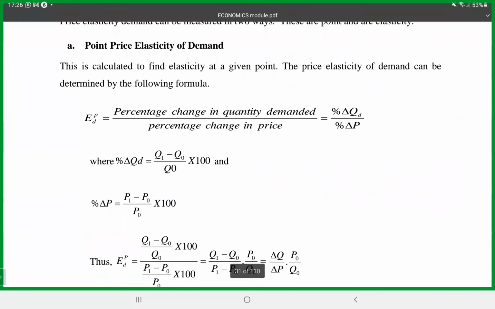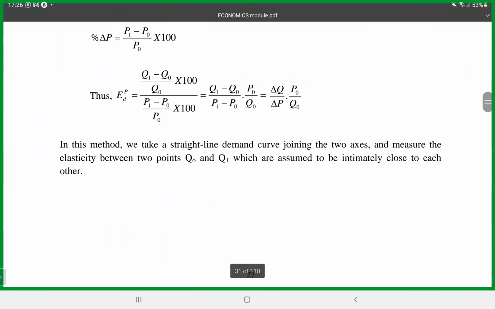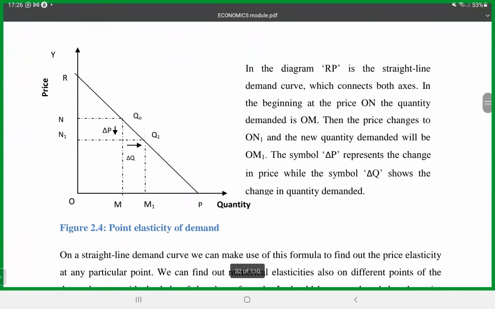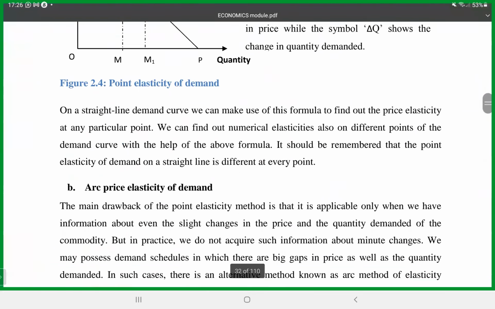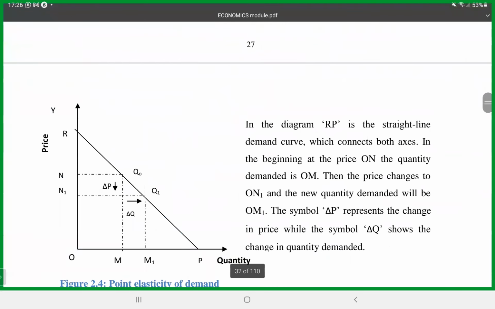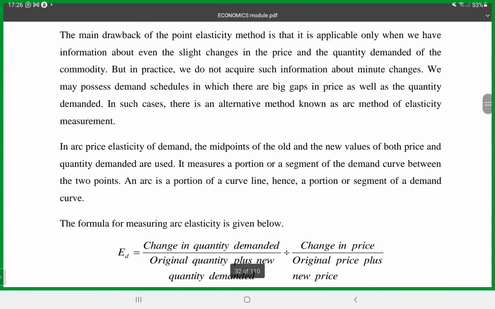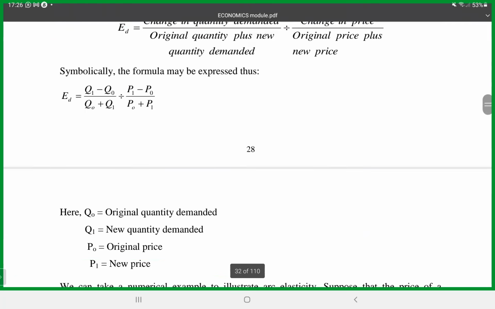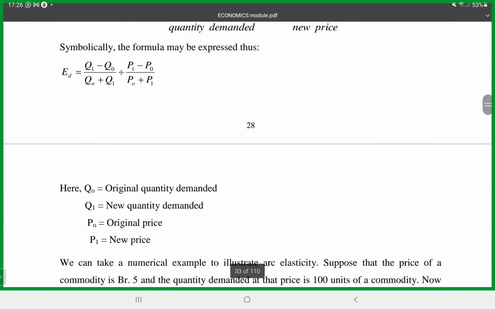So that is what is actually there. That is the formula that you use when you're finding the point elasticity of demand. You're just measuring the elasticity at one point along the demand curve. There's also what is known as the ARC price elasticity of demand.